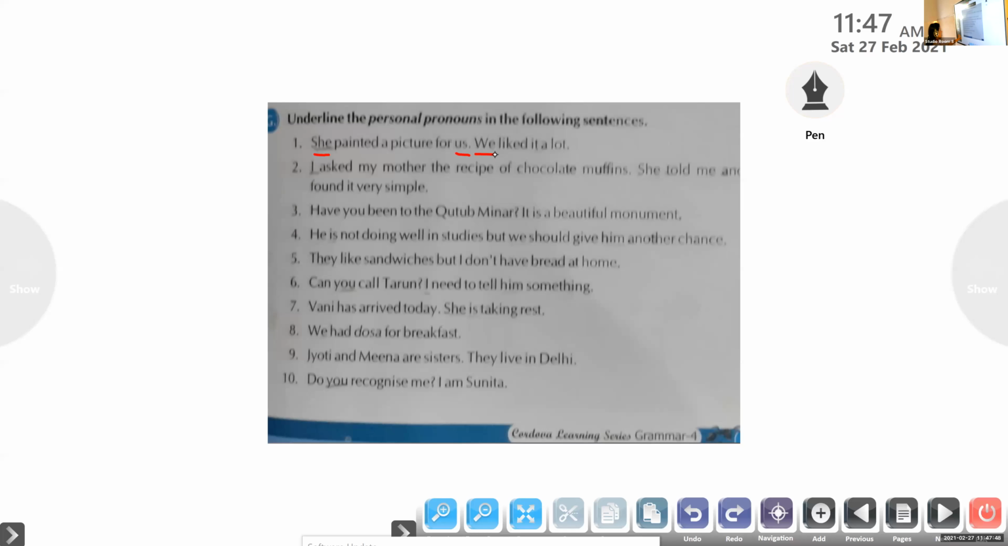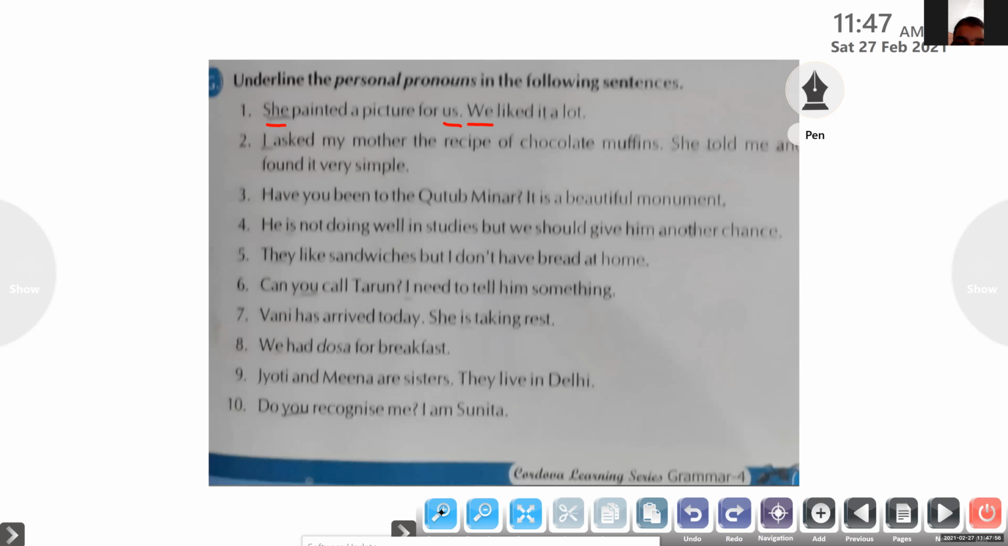So options will be given there for you. This will be asked as MCQ. We had those for breakfast. So identify the personal pronoun. Which is the personal pronoun there? It is we. Okay. We. So, yes. And general questions based on the pronouns will be asked. So only MCQ based on this exercise will be asked.